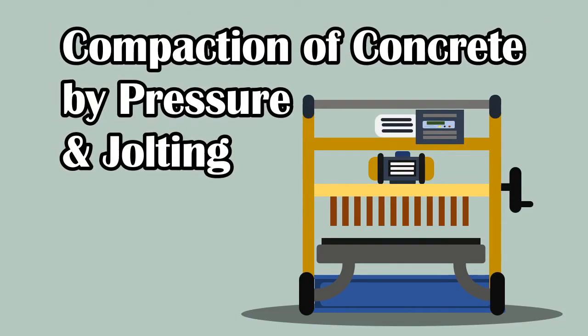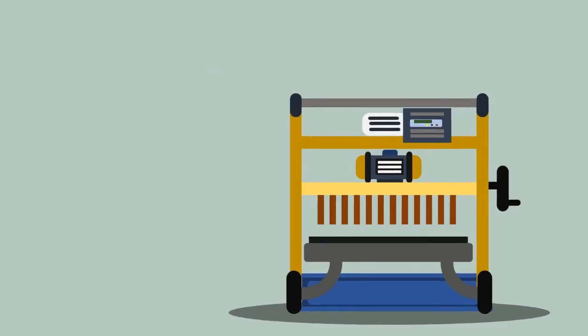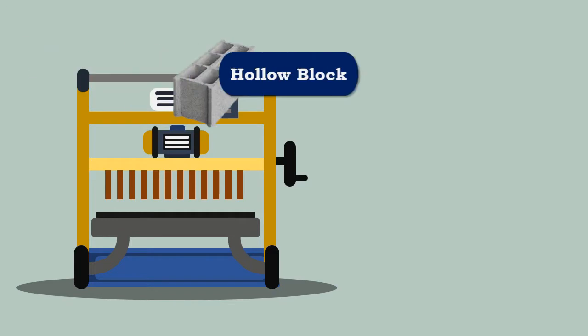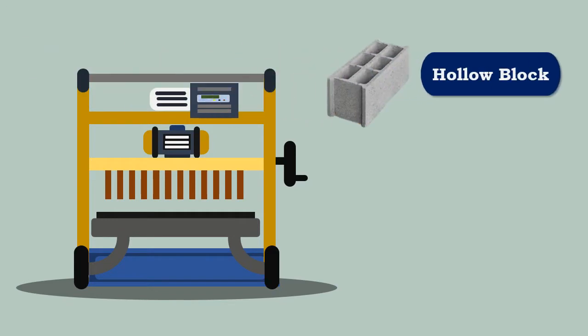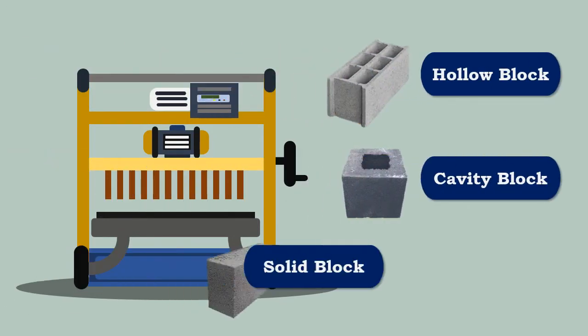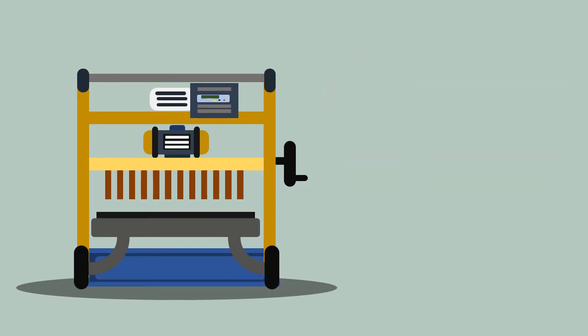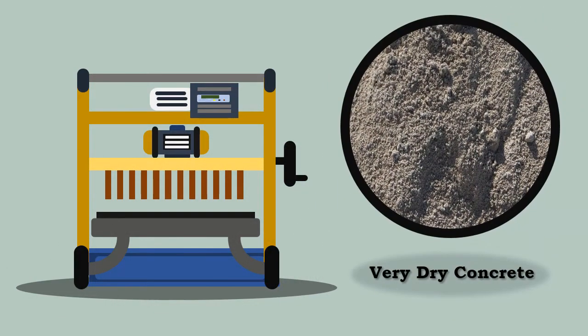Compaction of concrete by pressure and jolting. Compaction of concrete by pressure and jolting is commonly used for compacting hollow blocks, cavity blocks and solid blocks. This is the best effective method of compacting very dry concrete.